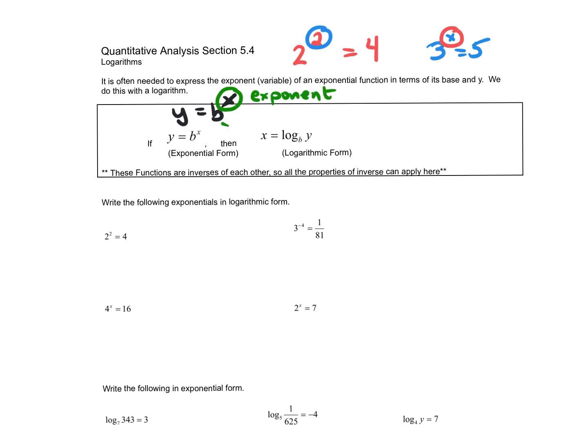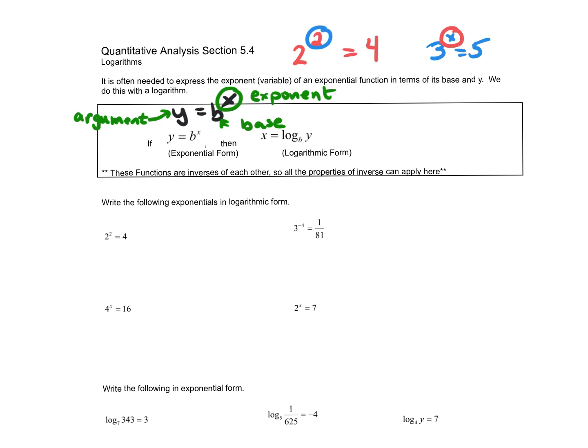The b here we're going to call the base. It's the base of the exponential. Now y is kind of interesting. So if you do y equals b to the x, you could call it the value. The fancy name for it is the argument. So the value that's going to be there, I'm going to call it the argument. So I have the argument, exponent, and base.